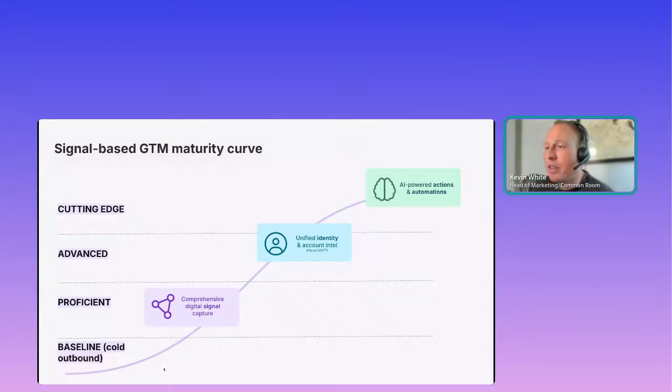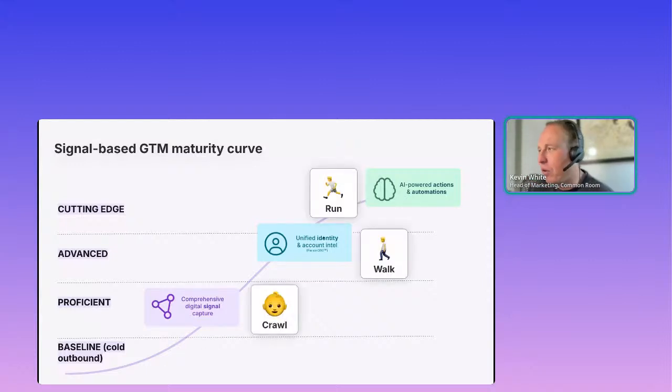This is also a crawl, walk, run approach, but at the very early stage of the signal-based go-to-market maturity curve, you're doing comprehensive digital signal capture. You have a way to ingest and understand, at least get some sort of data around the signals that you care about, whether it's into a data warehouse, Common Room, or just a spreadsheet. You have a way to capture all the signals, because that's the baseline. You're blind to buying signals if you're not capturing them, obviously.